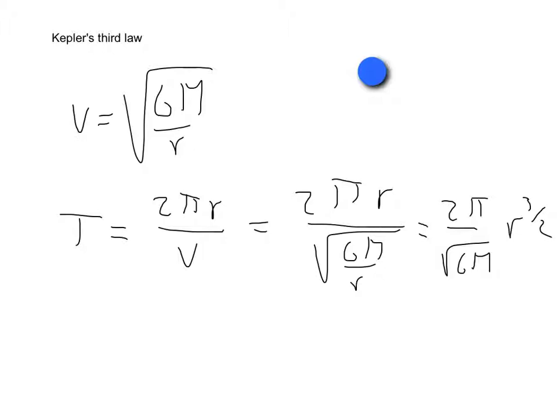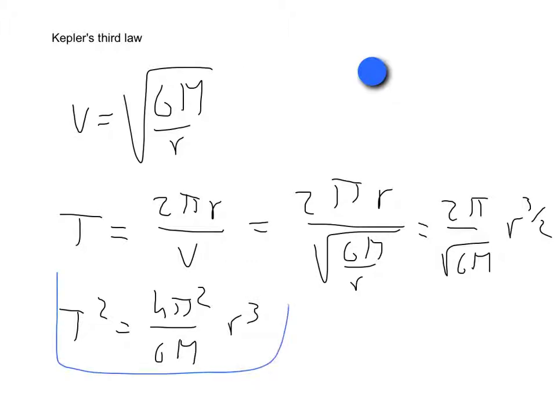Another way to put this is squaring the whole thing, and you can see that T squared equals 4 pi squared over GM times r cubed. And this is Kepler's third law. What it says is that the square of the period is proportional to the cube of the distance. And that's it. Okay, one last thing and we're done.